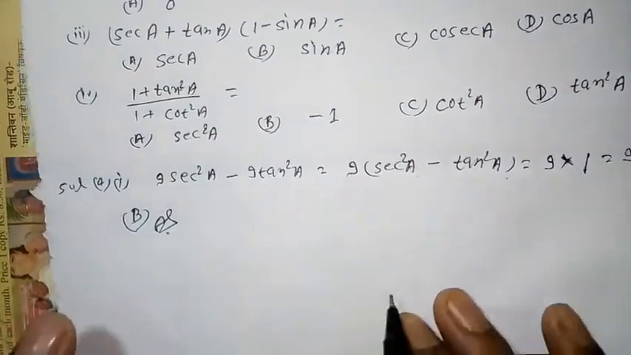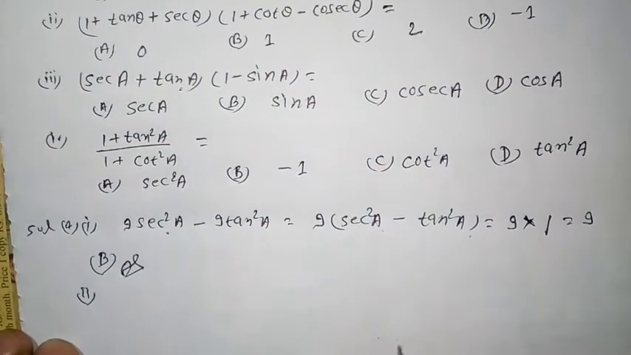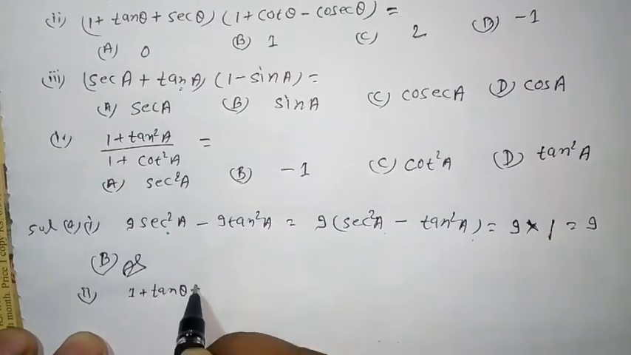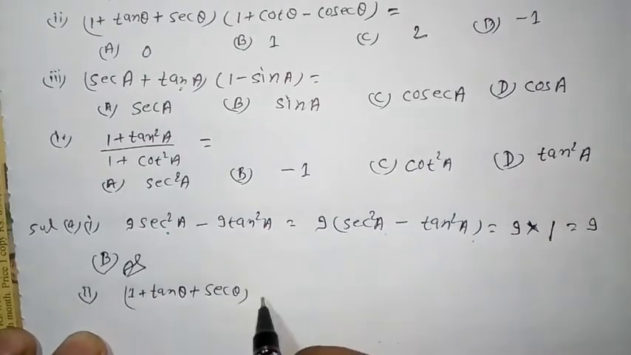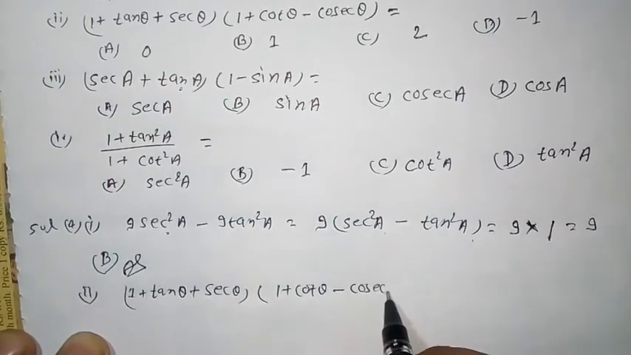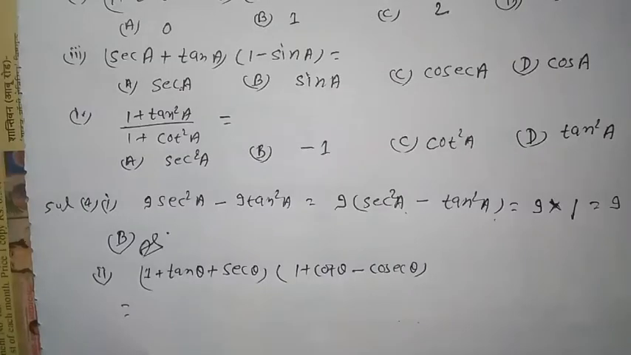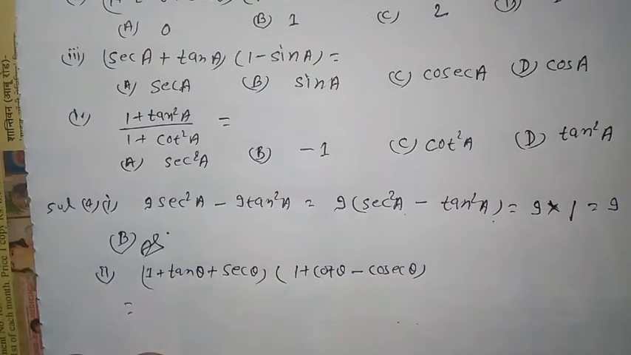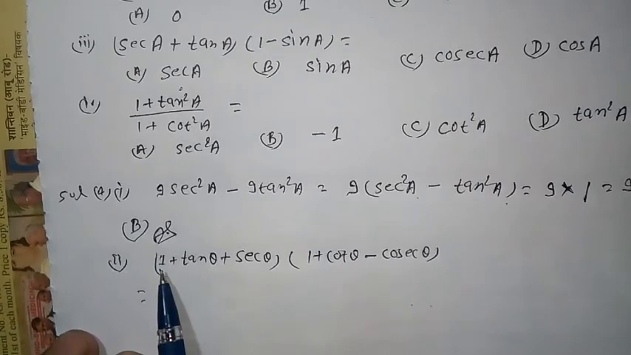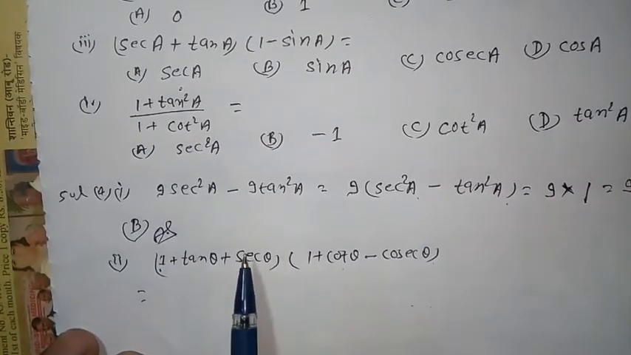Okay, the next question, number 2. (1 plus tan theta plus sec theta) into (1 plus cot theta minus cosec theta) is equal to. Now I multiply 1 from the first bracket into 1, cot theta, minus cosec theta, and again tan theta and again sec theta.